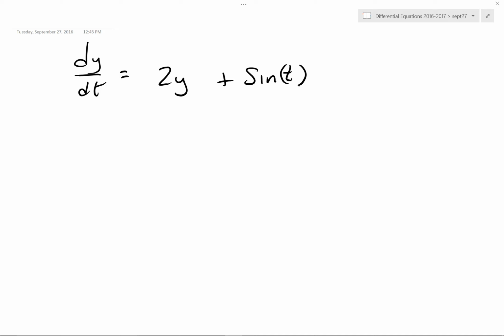Clearly this is not separable. Yes? How come it's not separable? This is addition business. You can't get the y's over there. So it's nice and linear. So again, we're going to rewrite it like so.